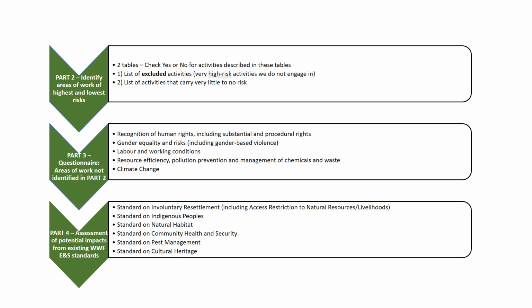The second table is a list of activities that carry very little to no risk, and if your project is solely limited to these types of activities, such as desk studies, workshops, capacity building, workshops and meetings, remote sensing, geospatial analysis, etc., then no further screening is required, as these activities provide little to no environmental and social risks.